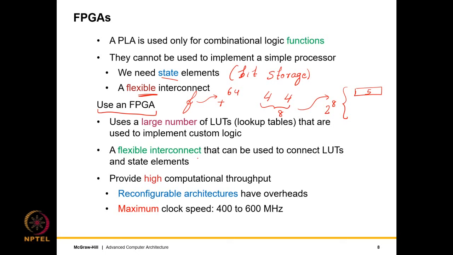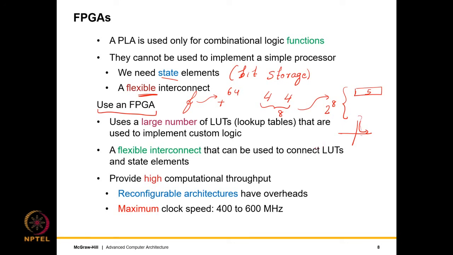So a flexible interconnect can be used to connect LUTs and state elements together. This will provide us with high computational throughput. Note that this is how reconfigurable architectures such as FPGAs work, using PLAs, LUTs, interconnects, and so on. Even flexible interconnects are done with PLA-like logic, where let's say we want a packet to go this way. All we need to do is have a set of multiplexers over here, and we then configure it to route all the signals to go that way.